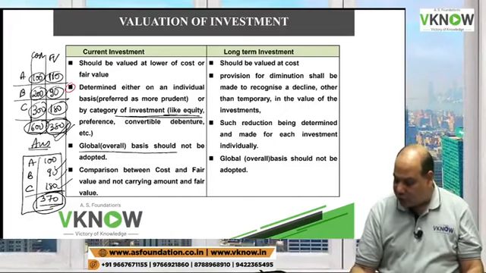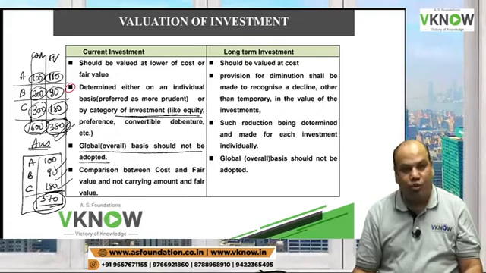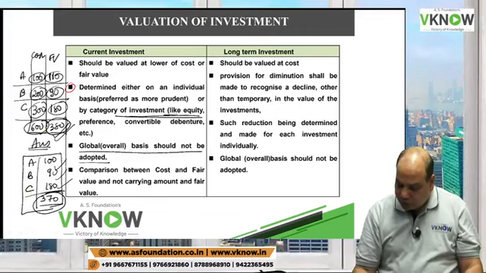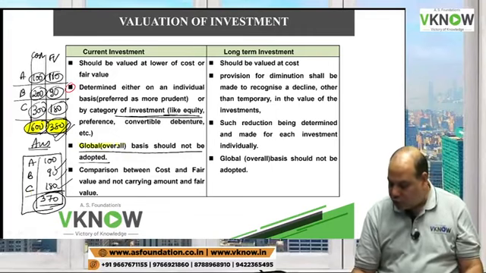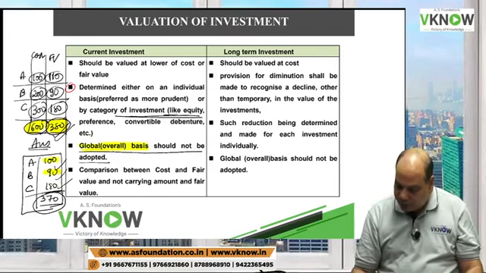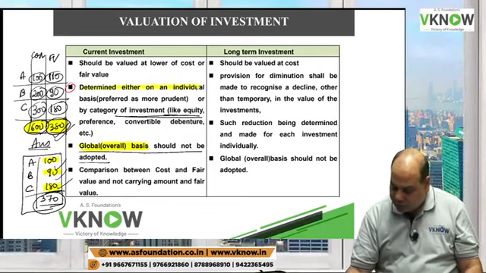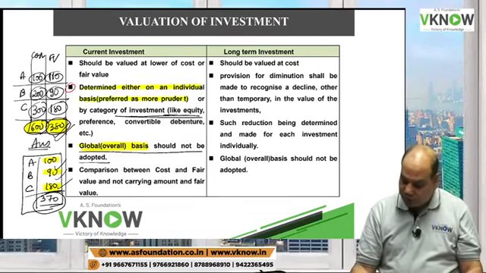So that is, they are giving you a warning. Global or overall basis should not be adopted. On the screen, if I compare total cost with total fair value, it is called global or overall basis. If I compare one by one, this is called individual basis, which is preferred as more prudent.